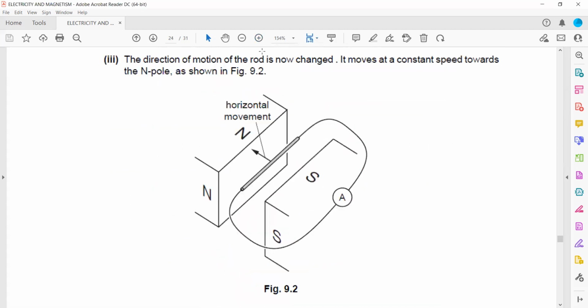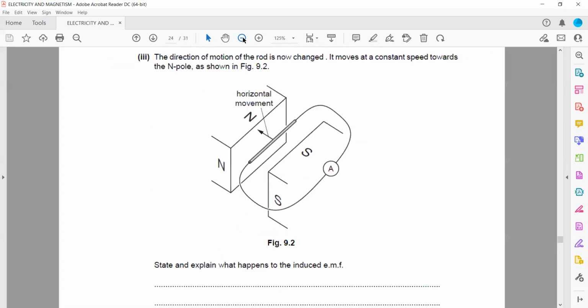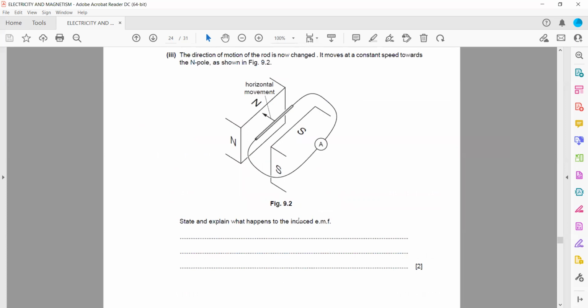Now the direction of motion of the rod is changed. It moves at a constant speed towards the side. So state and explain what happened to the induced EMF. There will be no induced EMF. Why? Because the rod must cut the magnetic field, moving perpendicular to the magnetic field. So no EMF is induced. What is the reason for that?